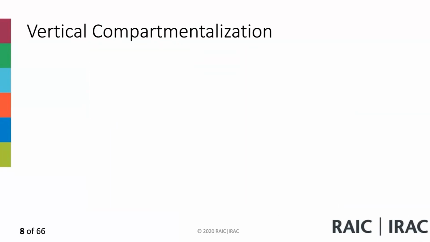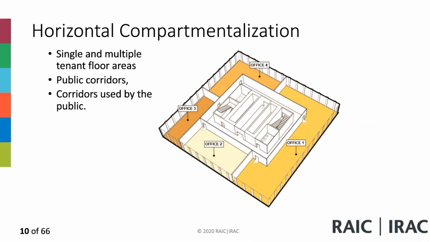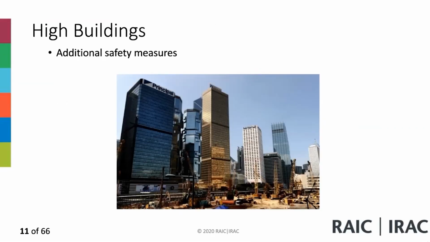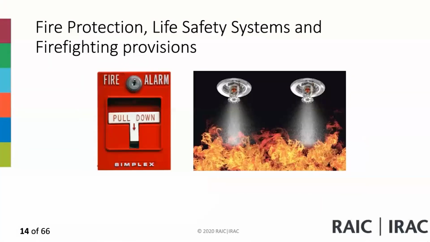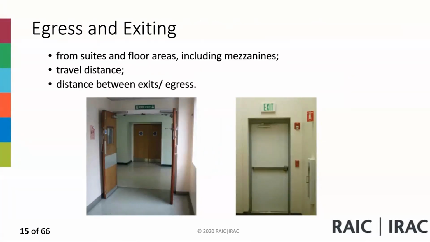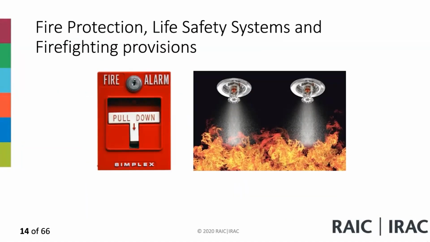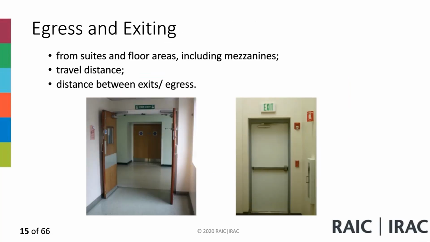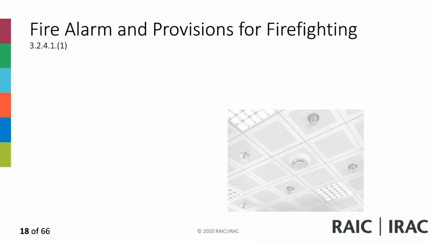So we looked at construction, occupancy, vertical compartmentation, spatial separation, and horizontal compartmentalization based on the uses. We looked at high building provisions, special protection, and interconnected floor spaces, and now we're going to take a look at fire protection, life safety systems, firefighting provisions, and egress and exiting. We're looking at egress from suites, floor areas and mezzanines, travel distances between exits and egress, and occupant load determinations.